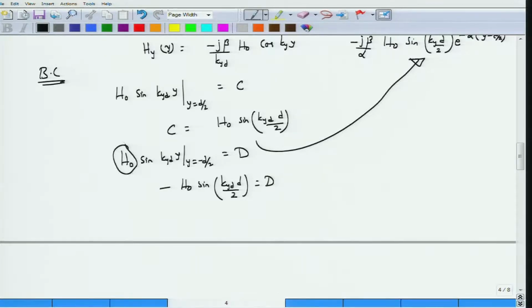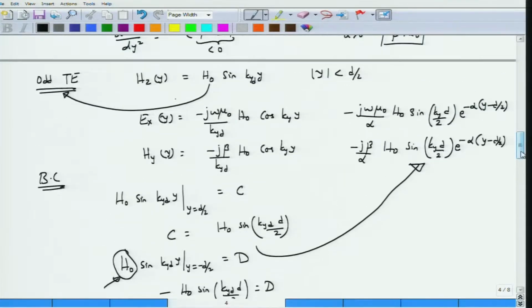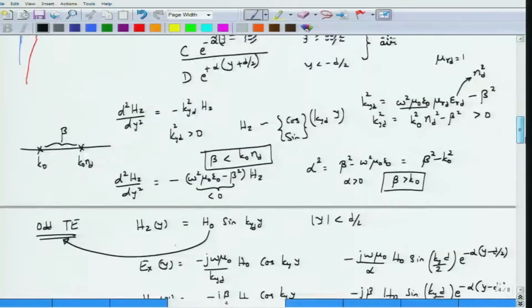Okay. So once we have determined everything, you can now clearly understand where H0 must be coming from. H0 comes from the total power normalization. What is the power that is actually carried by the wave, and that integral will tell you how to fix the value of H0. So we have figured out everything. We know how Hz looks like, we know how Ex looks like, we know how Hy looks like.